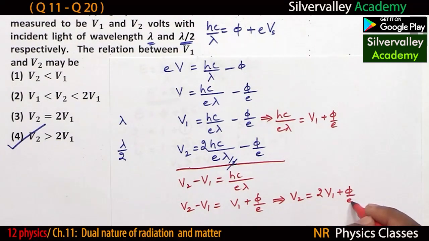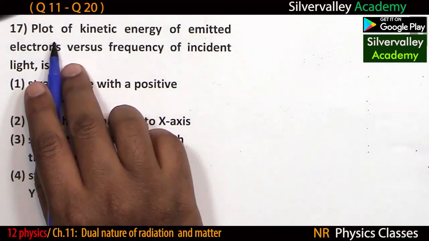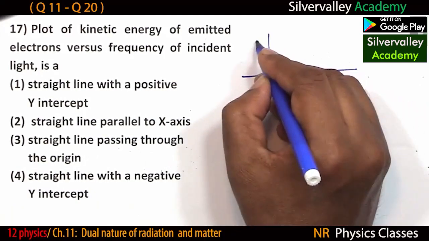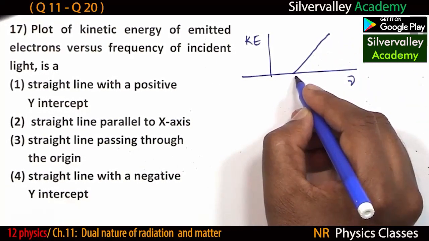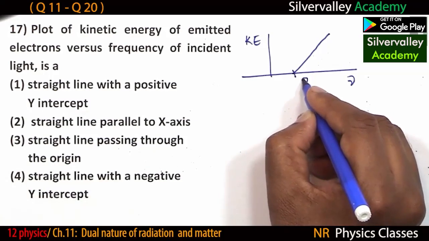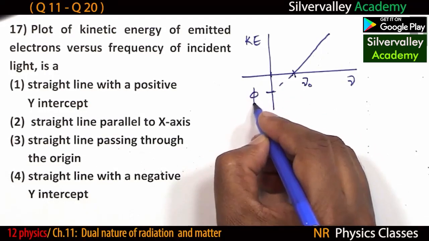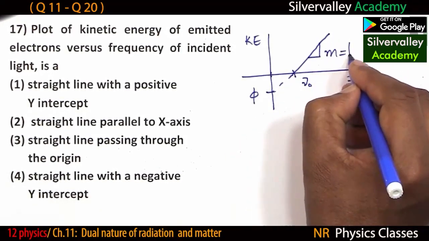Work function is positive, charge of electron is positive, therefore this is positive. So V2 is 2V1 plus some number, means V2 should be greater than V1. So that is this relation. Plot of kinetic energy of emitted electrons versus frequency. So kinetic energy versus frequency is this. X-intercept gives threshold frequency, Y-intercept gives work function, and slope of this curve gives Planck's constant, isn't it?